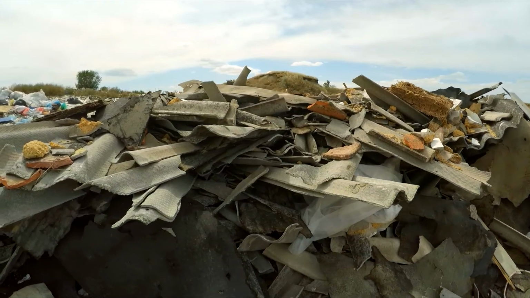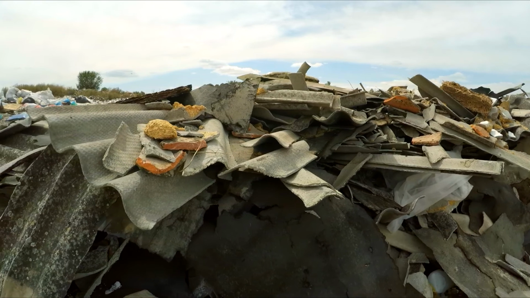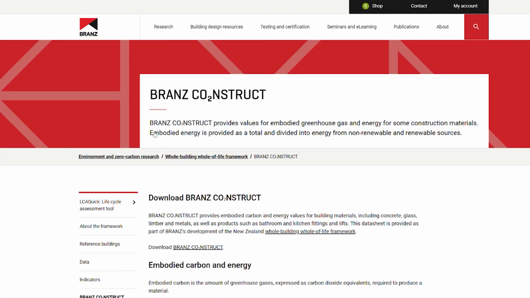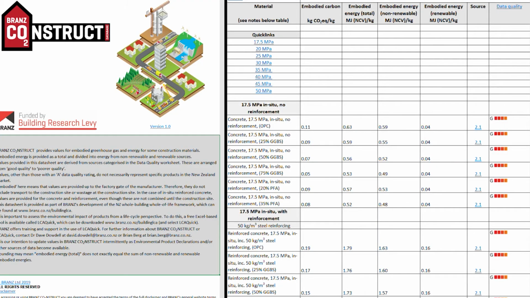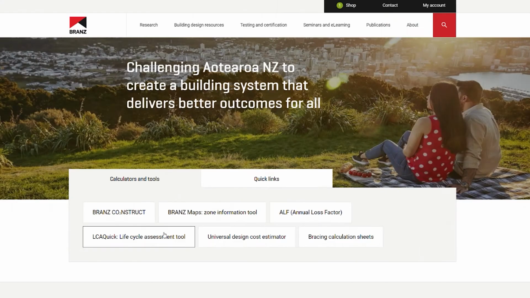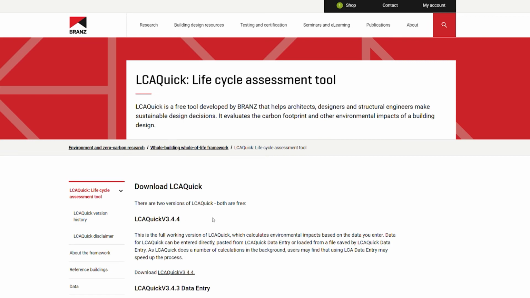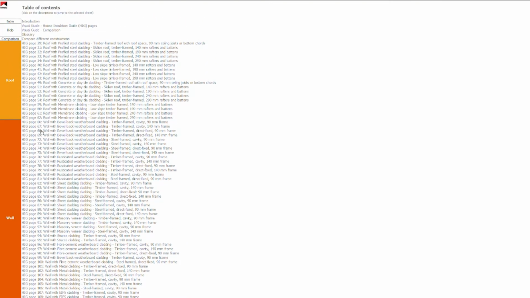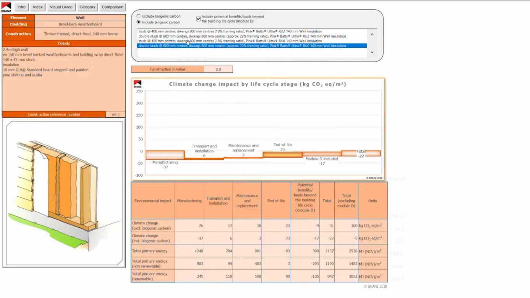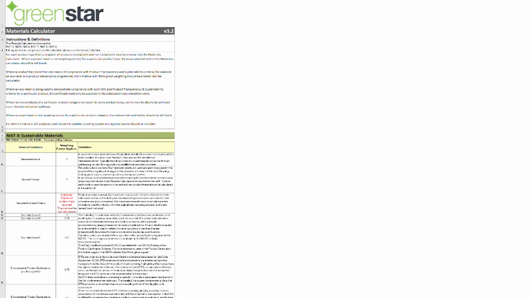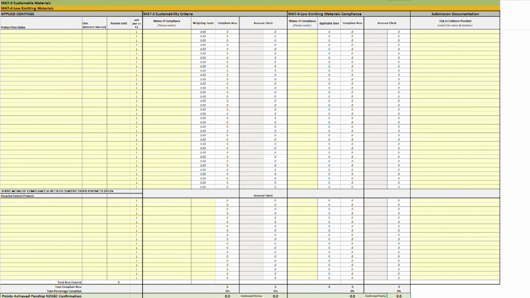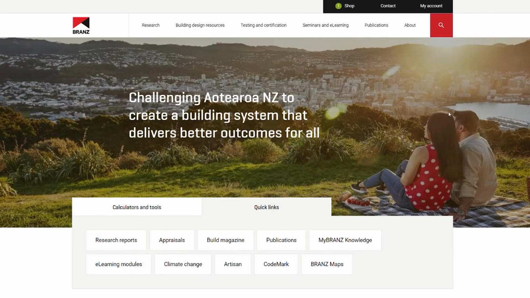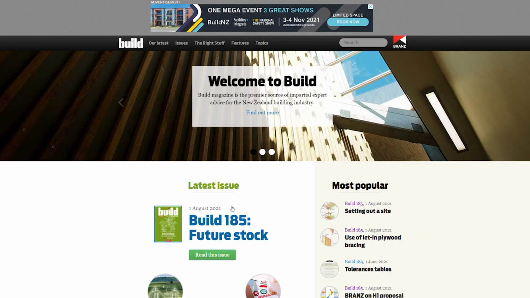When you want to find the carbon footprints for specific construction materials or house designs, BRANZ tools can help. BRANZ CO₂NSTRUCT provides embodied carbon and energy values for building materials. LCAQuick evaluates the carbon footprint of a building design across its life cycle. The Core tool compares the carbon emissions and R values of common residential constructions. And the NZGBC Materials Carbon Calculator, used for Homestar version 5. Other tools are on their way, so keep your eyes on the BRANZ website and on the Build magazine.